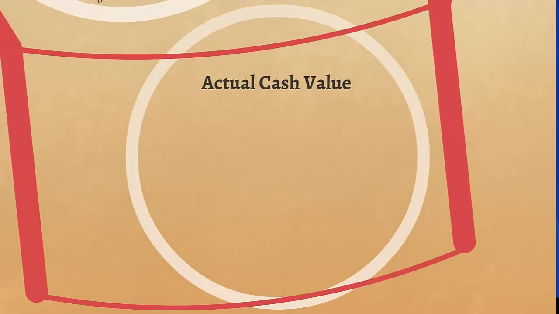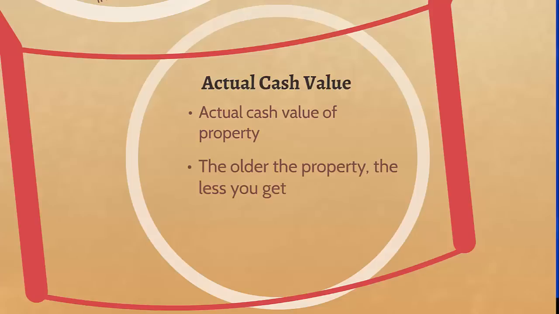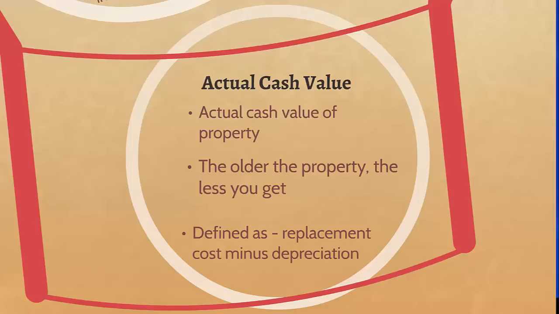Next, actual cash value. Generally, when insurance companies use this approach, they're assigning the actual cash value to property. So the older the property, the less the insured gets. Actual cash value is defined as replacement cost less depreciation. This will discourage moral hazard because you don't get as much for older property as you would if you had a replacement cost value.